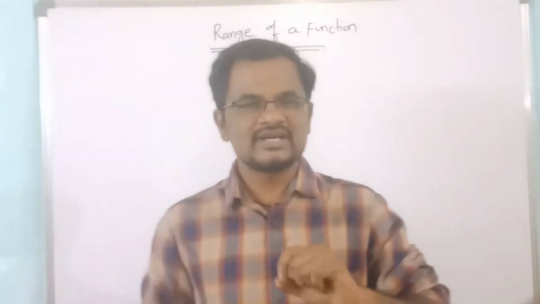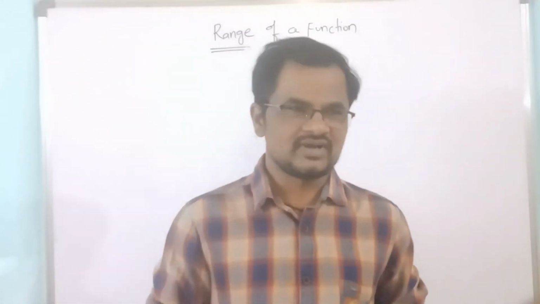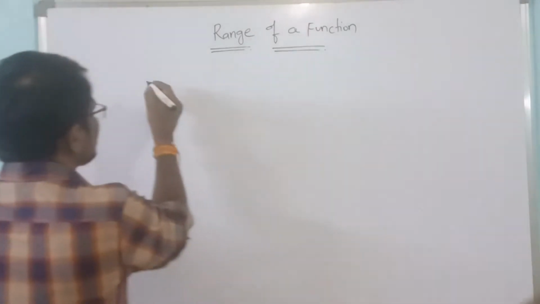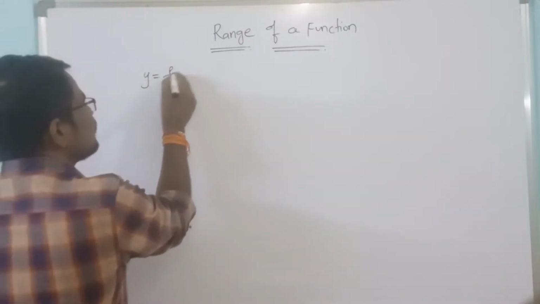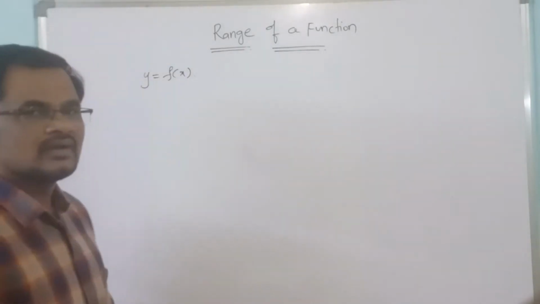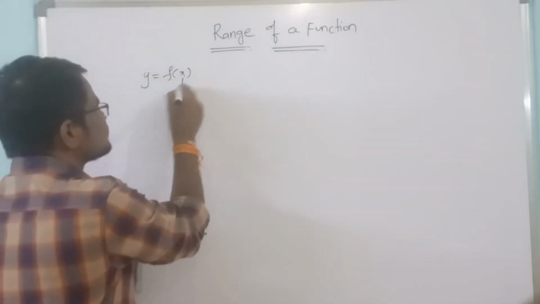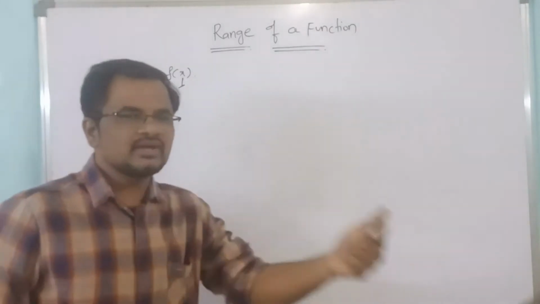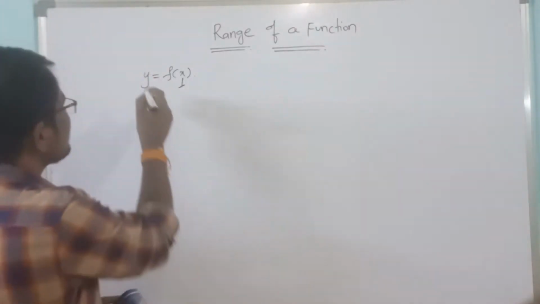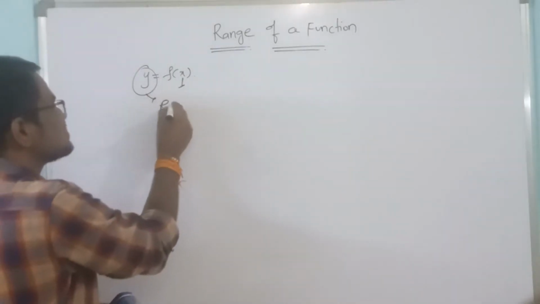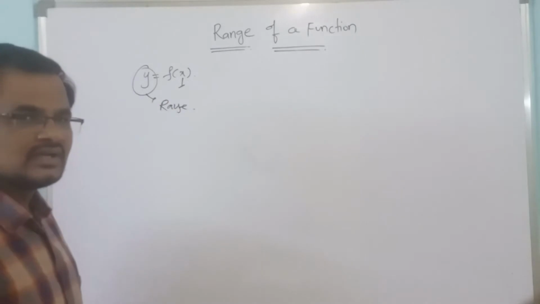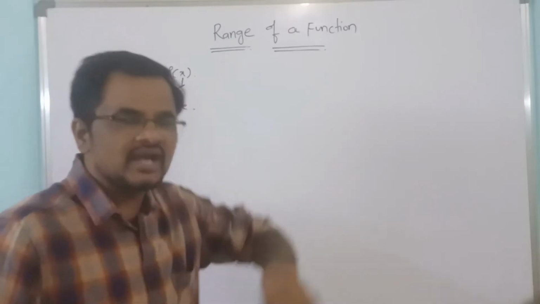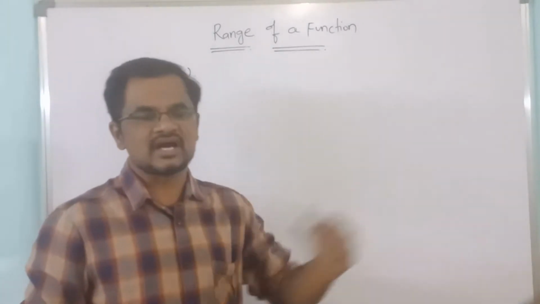In this video, we will discuss the range of a function. So what is the range of a function? Suppose you take a function y equal to f of x. The existence of x values is called what? The domain of a function. According to the domain, the existence of y values is called what? The range of a function, right? Simply, the input of this function is the domain. According to that input, the output is called what?